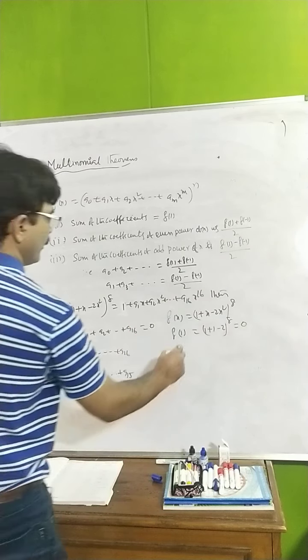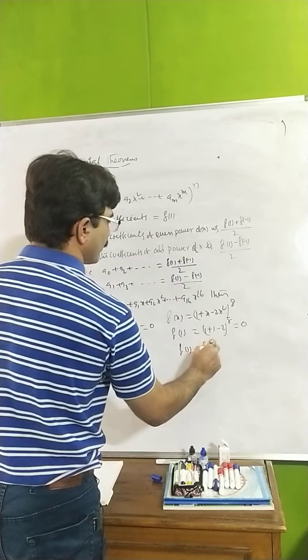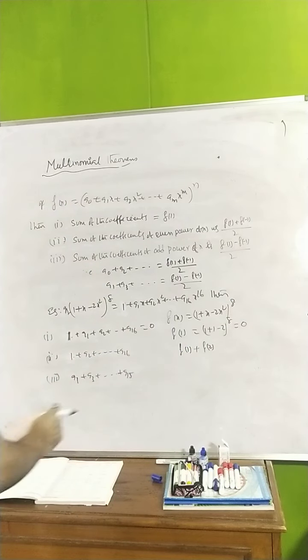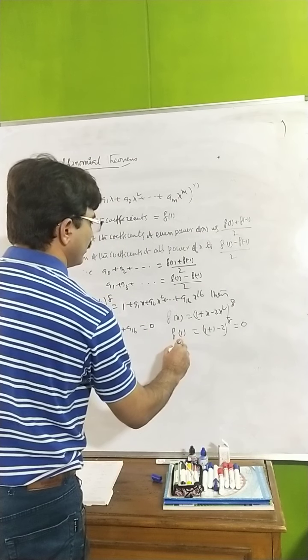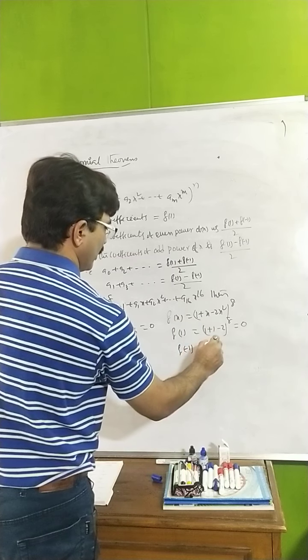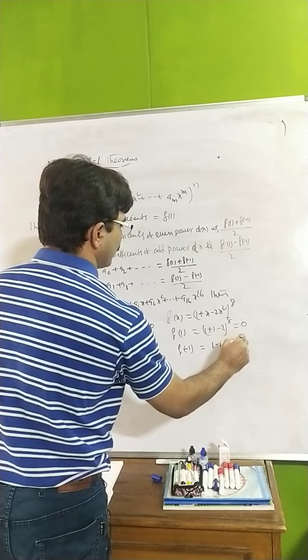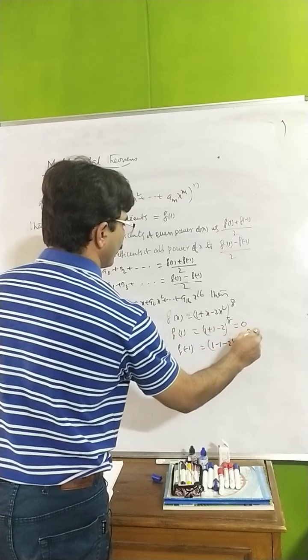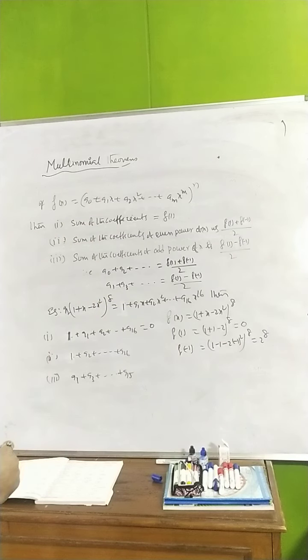Now the next one, f of 1 plus f of minus 1. If you substitute minus 1, what is going to happen? See this one. Here 1 minus 1, here minus 2. This is minus 1 whole square, whole to the power of 8. So 2 to the power of 8 you are getting. Right? 2 to the power of 8 you are getting here.